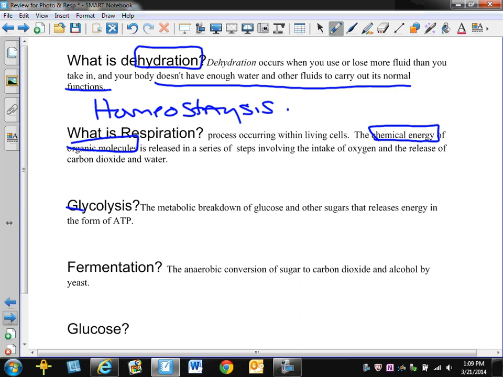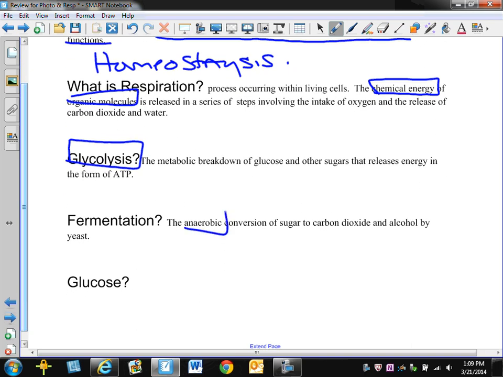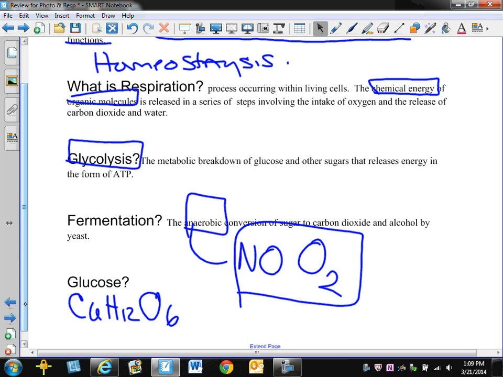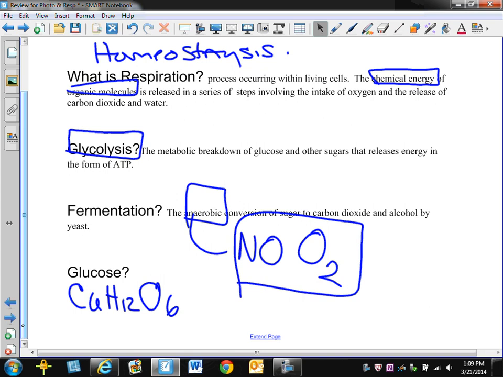Glycolysis. Glycolysis is the breaking apart of this glucose, this sugar. This is what gives us the energy. Fermentation is the anaerobic. We just talked about that. Anaerobic. No O2. Okay? And glucose, we know what glucose is. You guys can give me the equation. What is it? Sugar. Okay? Know these words. All right, and we're going to come back if you didn't miss the part.